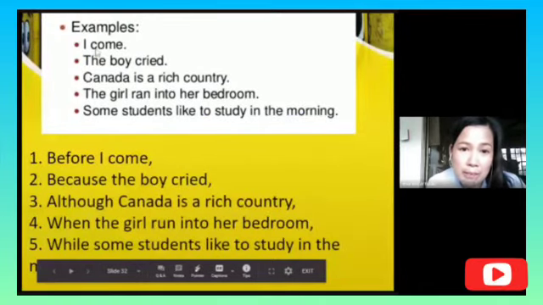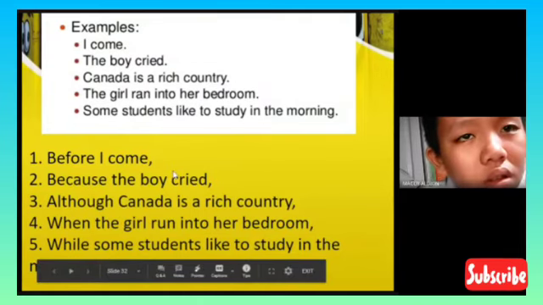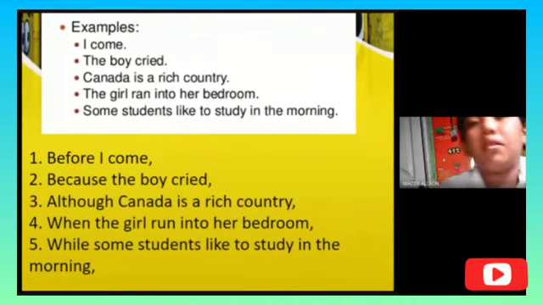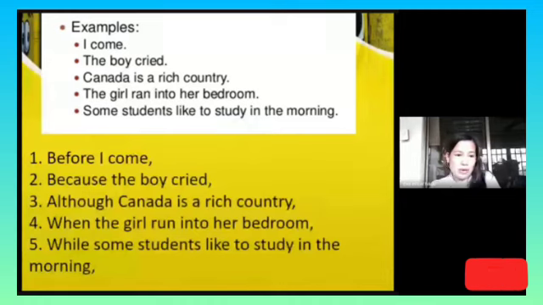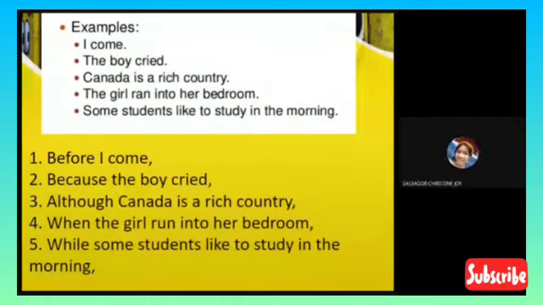Gumawa ako ng simple sentence or independent clause ko na I come. O kaya the boy cried. Canada is a rich country. Tapos, ang ginawa ko, nilagyan ko sa umpisa, tingnan mo yung number 1 ko, before I come. Because the boy cried. Although Canada is a rich country. Tingnan mo, ginawa ko siyang dependent clause. Tingnan nyo yung sample ko. Ganyan gagawin nyo. Okay, pag meron na kayong nagawa, sabihin nyo sa akin. I-on nyo yung mic nyo.